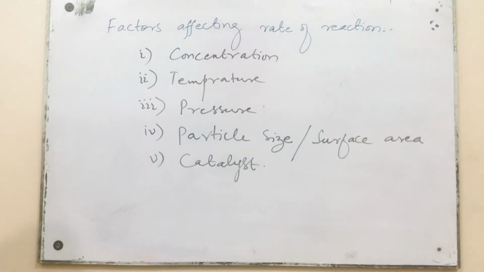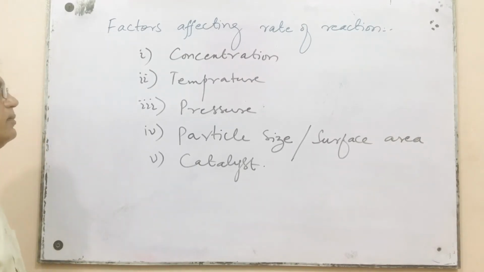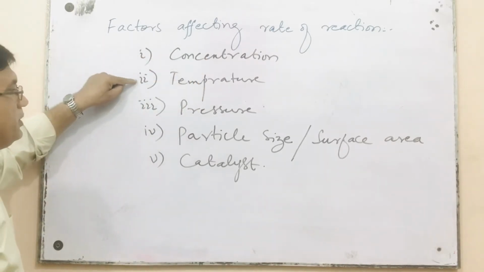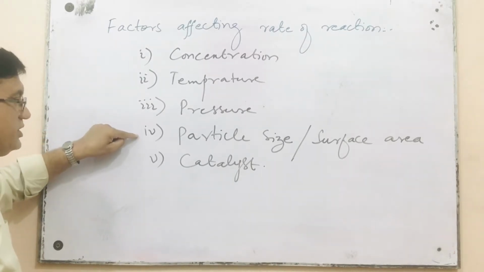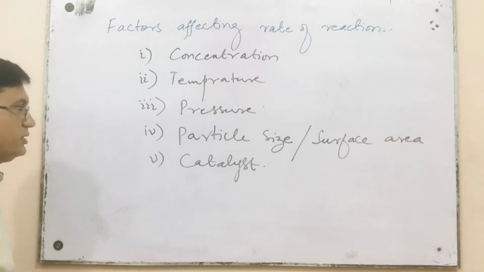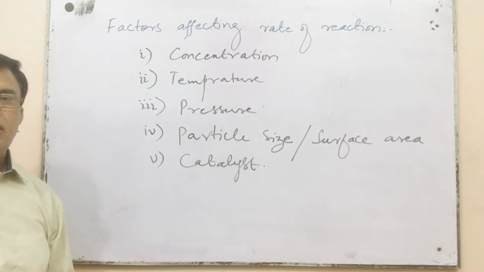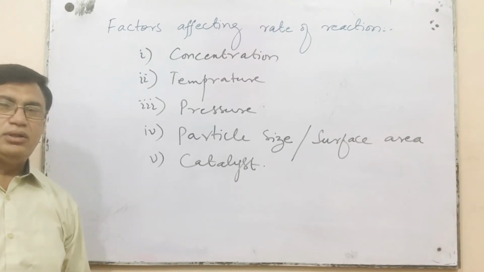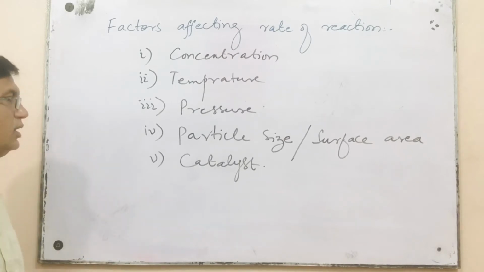These are the 5 different factors which affect the rate of reaction: concentration, temperature, pressure, particle size or surface area, and catalyst. Before discussing all these factors, the point of explanation for all these factors is collision theory.